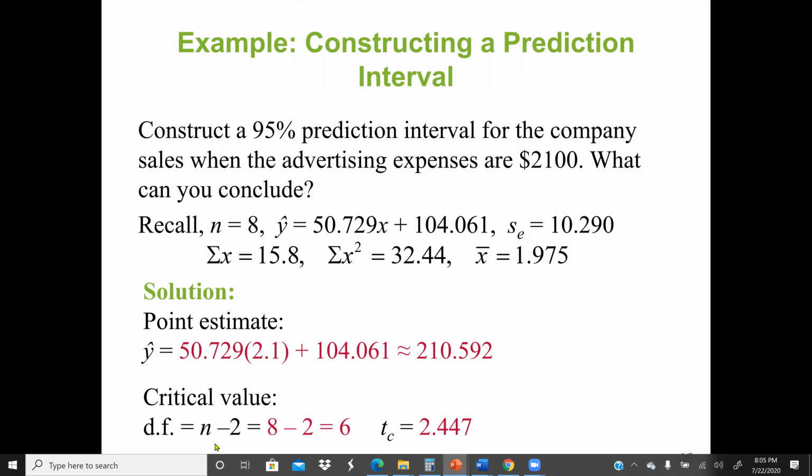Then we find the critical value. In order to find the critical value, we need the degree of freedom. So degree of freedom is 6. We go to the 6th row and we look for 95% prediction interval. So we look for alpha 0.05. So look at the top 0.05 and degree of freedom 6. You get your TC to be 2.447.